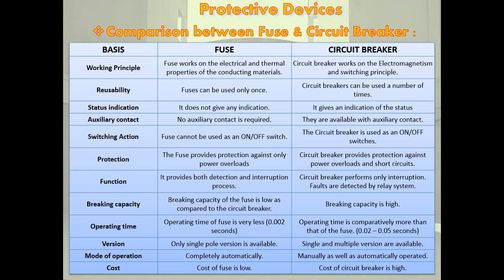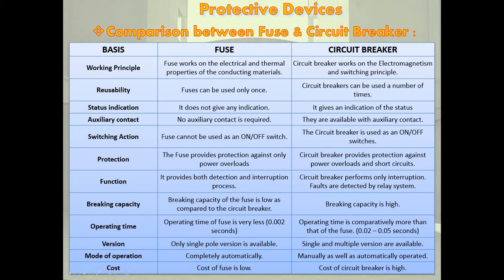Reusability: fuses can be used only once and a circuit breaker can be used a number of times. In status indication, a fuse does not give any indication. A circuit breaker gives an indication of the status.